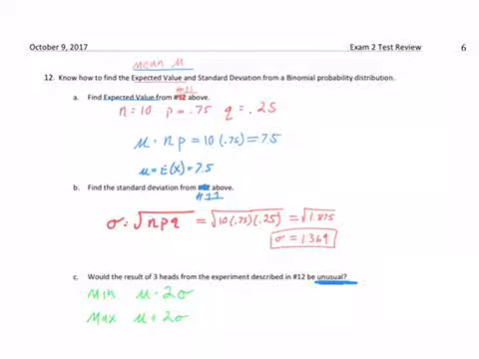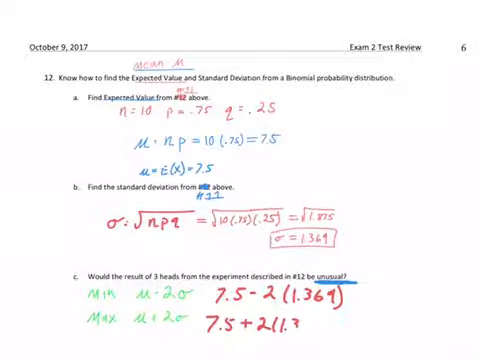And in this first one, our minimum value is going to be 7.5 minus 2 times 1.369. And then our maximum is going to be 7.5 plus 2 times 1.369. When we calculate that out, our minimum will be 4.76, and our maximum will be 10.23.